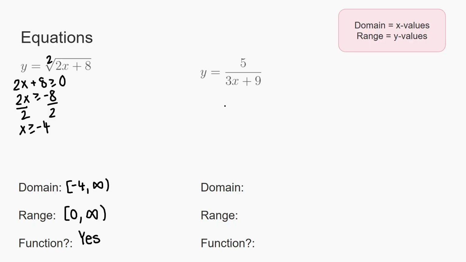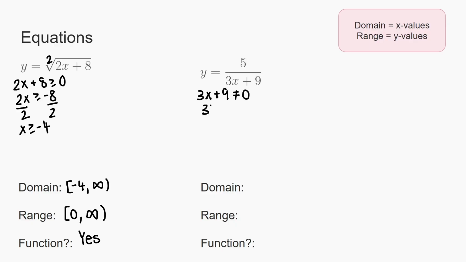Now, let's take a look at this one. We have y equals 5 divided by 3x plus 9. Let's start with domain first. Are there any restrictions on the x? Yes, there are. We have 3x plus 9 in the bottom. And for a fraction, we can't divide anything by 0. So we know that 3x plus 9 cannot equal 0.